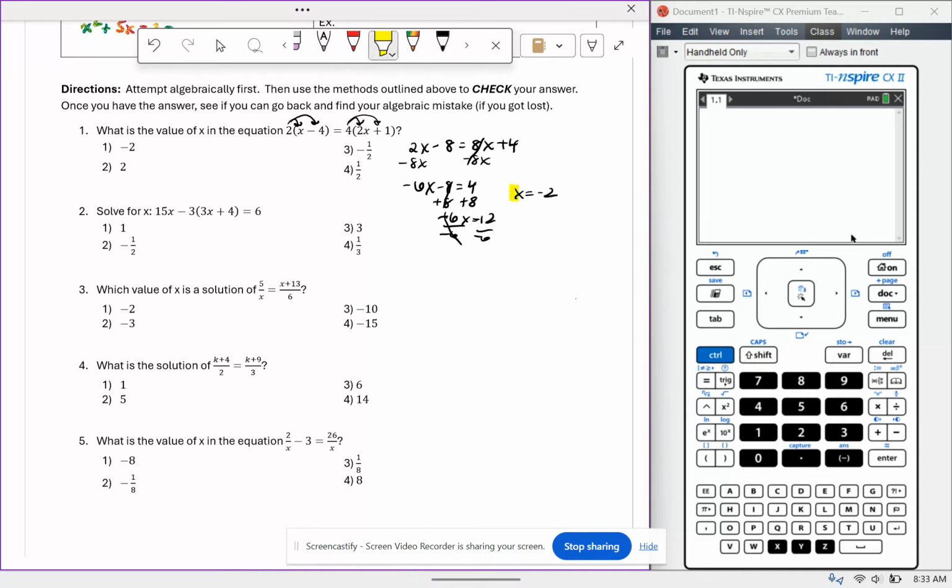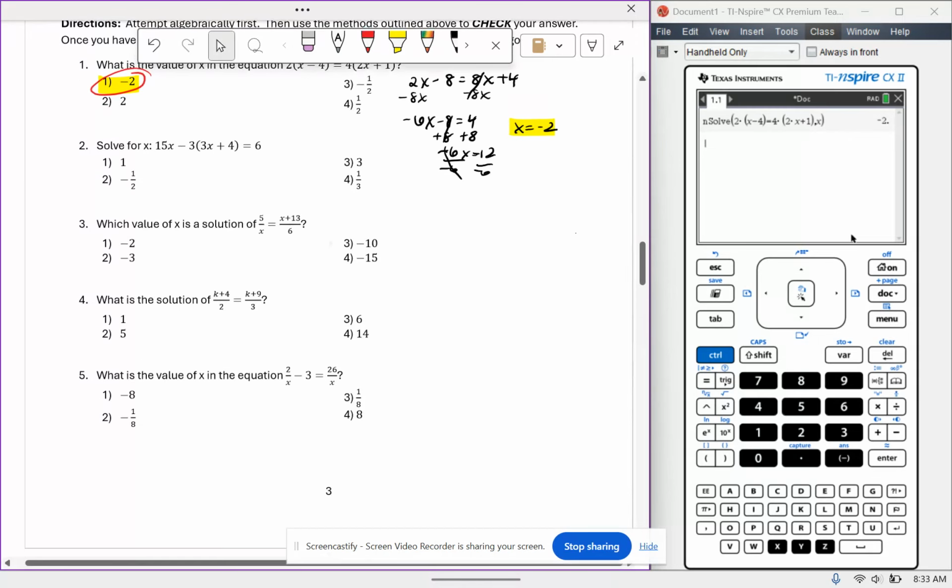Okay, so we're going to check on our calculator that x does in fact equal -2 in this situation. So let's go ahead and use nsolve. Menu 3-1. I have 2 times x minus 4 equals 4 times 2x plus 1, and then I have to put comma x at the end or nsolve won't work. The answer is -2. Sorry, I started the wrong one. The answer is -2. There we go.